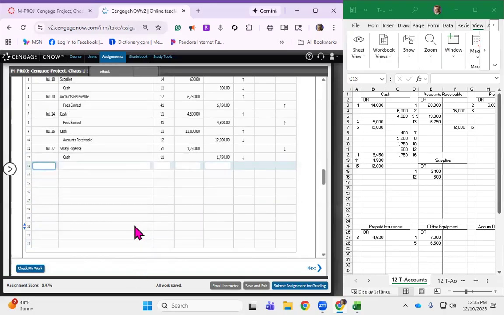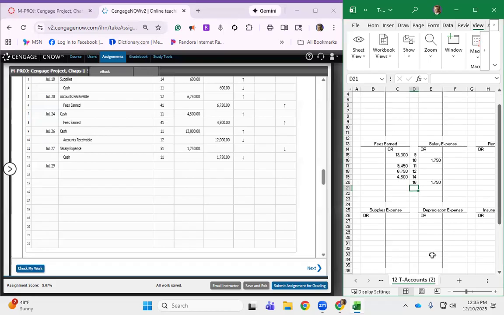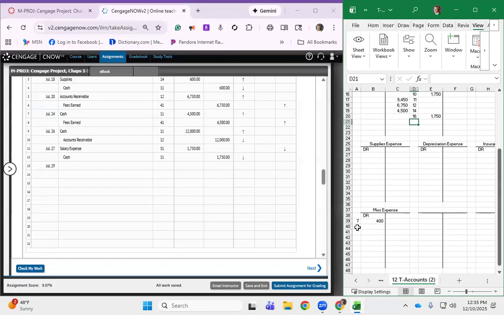Okay, next date. Next date is July the 29th. We're going to pay a phone bill. Now, we do not have a utilities expense account, which is kind of odd. So if you don't have a utilities expense account, you just put it in miscellaneous. So July 29th, we are paying a phone bill. So you need to go to your second set of T accounts. And we're going to go to miscellaneous, which is the last account. This is going to be transaction 17.